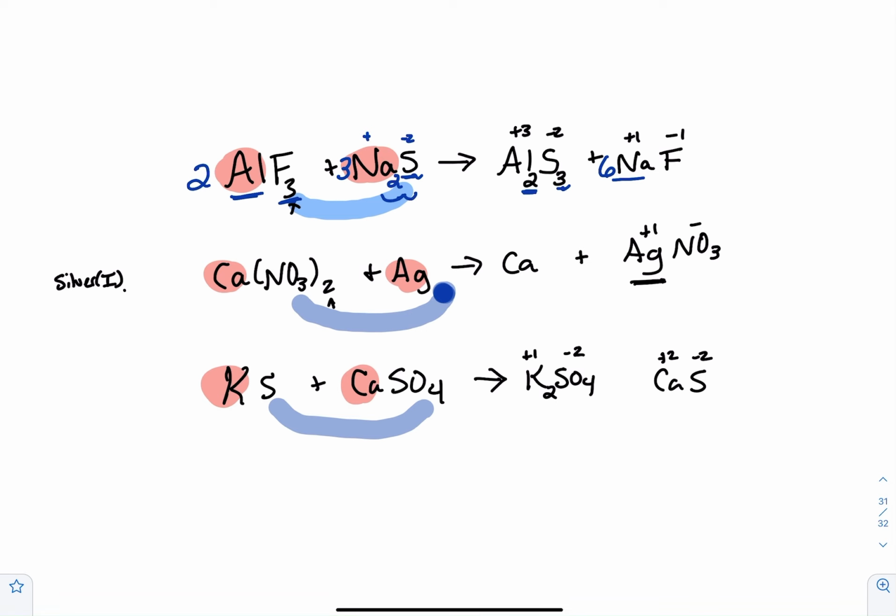And now let me look at the next one. Okay, so remember this whole thing, there's 2 on this side and there's just 1 on the other, so I need to put a 2 in front. So that fixes my NO3s, but it doesn't fix my Ags. I got to put a 2 there. And that should be balanced.